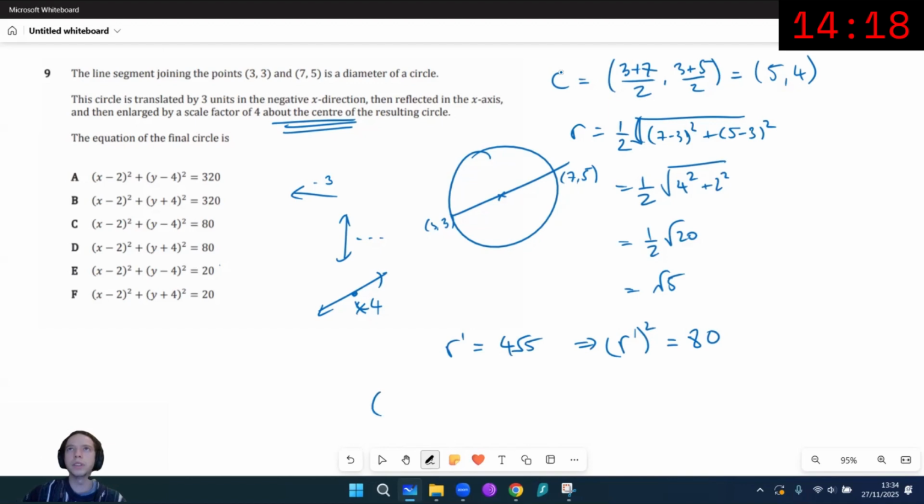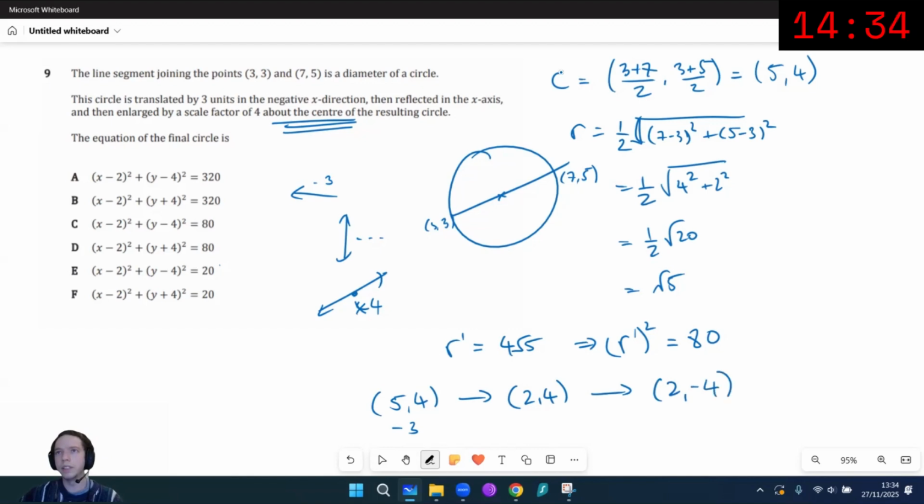Then what's the center going to do? So (5, 4): if you translate it in the x direction by 3 units, it's going to go to (2, 4), right? Just take away 3 here. If you reflect it in the x-axis, you're just flipping the y-coordinate to its negative. And then if you enlarge it by a factor of 4 about the center of the resulting circle, obviously that doesn't change the location of that center. So it's (2, -4), so it's D.